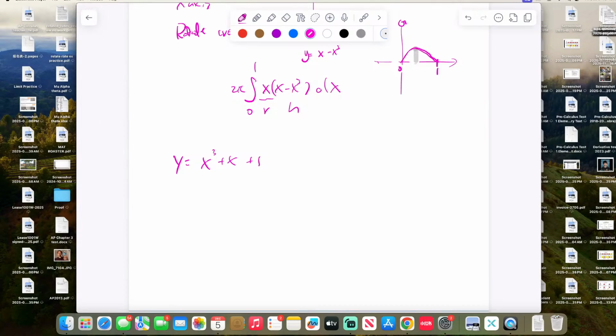So this one is x cubed plus x plus 1. You need to use decimals with this one. And you have y equal to 1, x equal to 1, and rotate around x equal to 2. Rotate around x equal to 2. Happy? So I want you to graph this, use decimals.